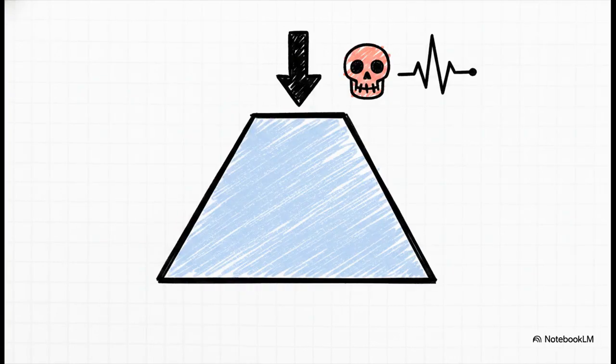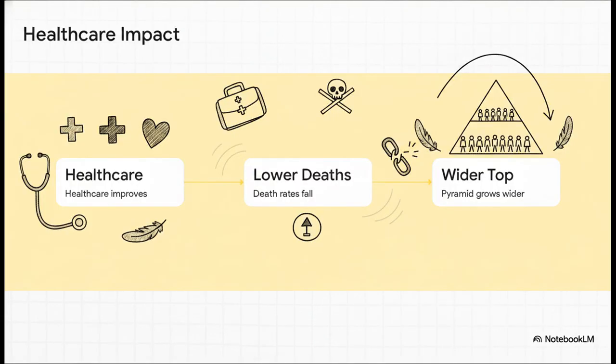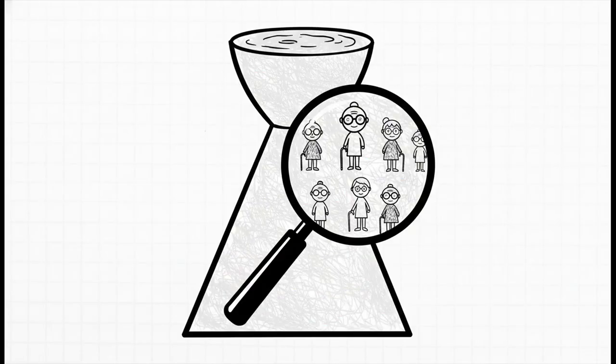Now, mortality actually determines height. High death rates mean shorter life expectancies and super narrow pyramid tops. But throw in better healthcare, death rates fall, and that top stretches out wider and taller. That wider top visually represents a booming elderly dependent group. Basically, lots more folks over 65.